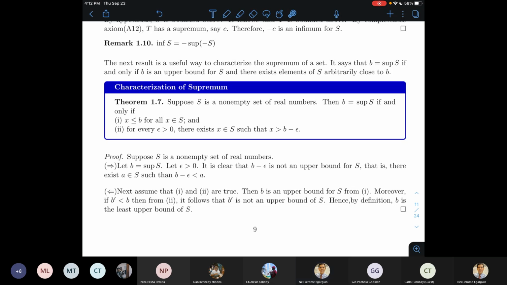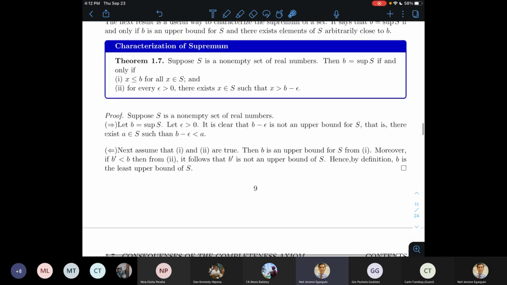Okay? So you have the proof there at the bottom of page number 9. So you can read it on your own probably. The thing here is that this is an if and only if statement. And remember that an if and only if statement can work as an alternative definition. Kasi twofold yung proof niya. So here you are actually claiming two things.